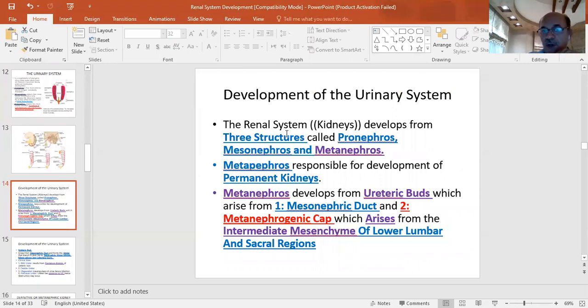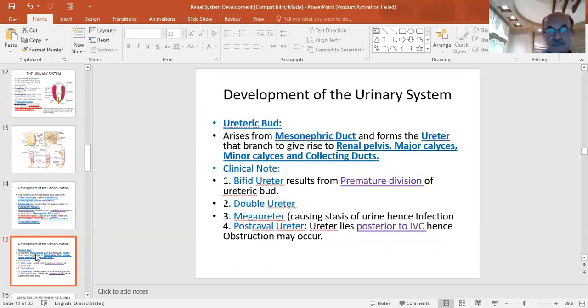All right, even the renal system or the kidney, they develop from the pronephron. The mesonephrons and metanephrons undergo degenerative changes, and from that arise two ducts at the level of the lower lumbar and sacral region.